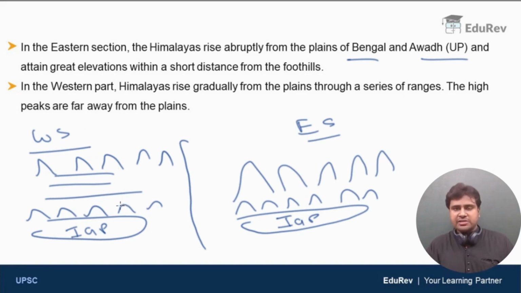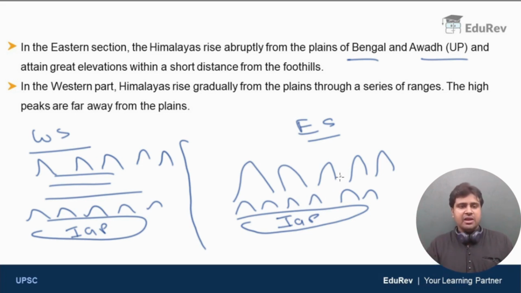And after Shivaliks, you encounter a series of ranges which gradually rise in elevation. And then you encounter high mountains. Okay, so just let us go through these points one more time for the sake of clarity. In the eastern section, Himalayas rise abruptly from the plains of Bengal and Awadh. So this is the eastern section. Just imagine that these are the plains of Bengal and Awadh. Just to the north of the plains, you have Shivaliks, and very close to the Shivaliks, you find very tall mountains, high peaks.